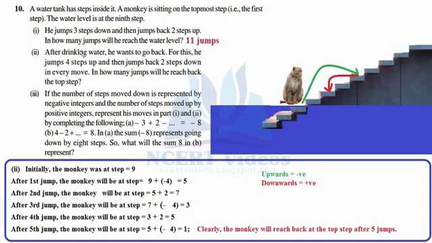Second, after drinking water, he wants to go back. Okay? Now his tummy is full of water. For this, he jumps 4 steps up and then jumps 2 steps back. Another notorious thing done by him. So in how many jumps will he reach back to the top step?